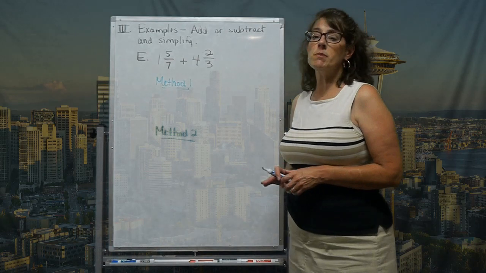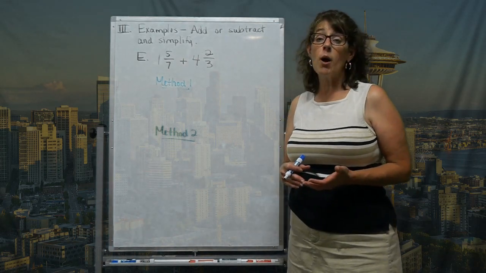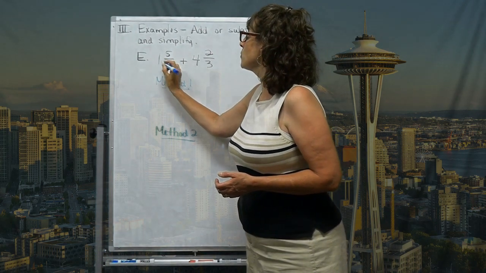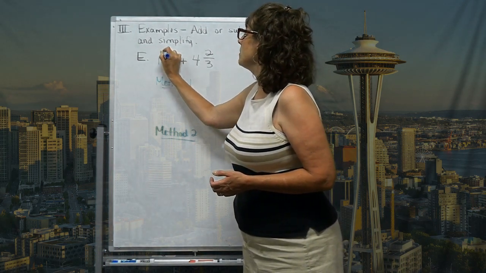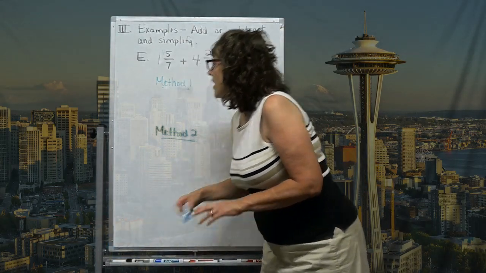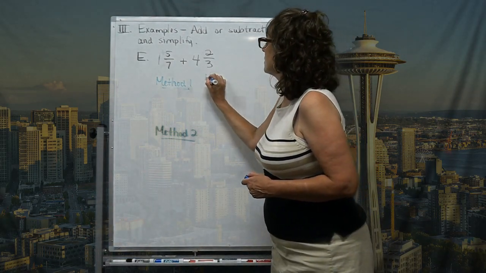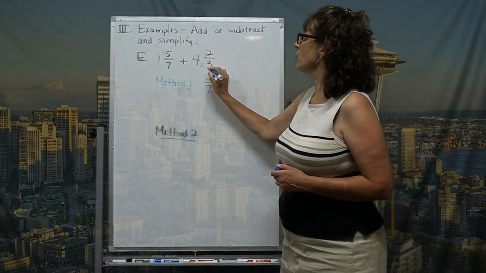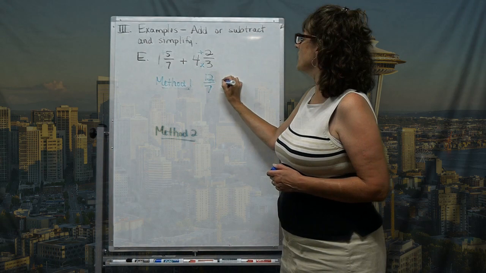If I'm going to do that first method, remember that means I'm going to turn them into impropers. To turn them into impropers, I'm going to multiply here. 7 times 1 gives me 7, and then I'm going to add here. So 7 times 1 giving me 7, and then plus 5 will give me 12/7. And I'm going to do the same thing right here. I'm going to multiply 3 times 4 is 12. 12 plus 2 will give me 14.